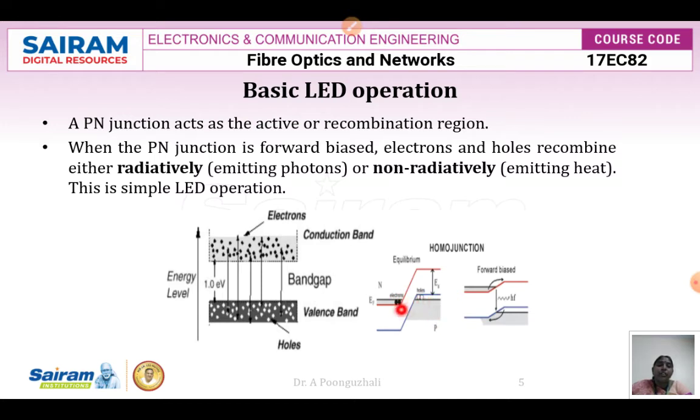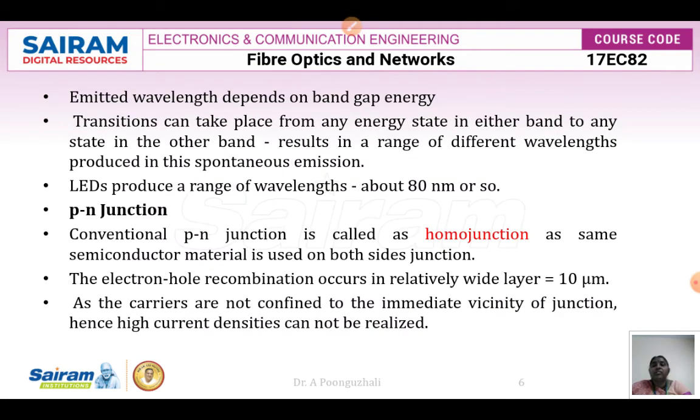When an electron falls from the conduction band to the valence band, a light is emitted, where this light has an energy of h mu or hf. The emitted wavelength depends upon the band gap energy. A transition can take place from any energy state in either band to any other state in the other band. So a range of different wavelengths is produced in spontaneous emission. LEDs produce a range of wavelengths of about 80 nanometers.